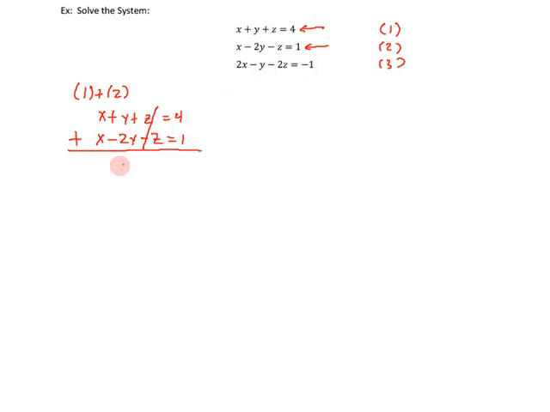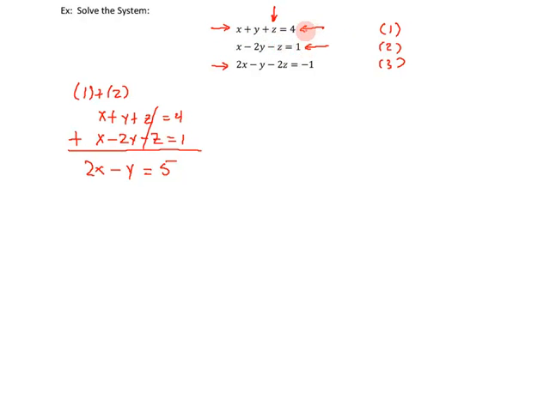x plus x, actually add this up, I get 2x minus y is equal to 5. Now what I want to do is somehow create a second pair, either the first and the last or the second and the last, and eliminate the same variable. And I think if I did the first one and the last one, I can still eliminate the z variable by multiplying the first equation by 2.